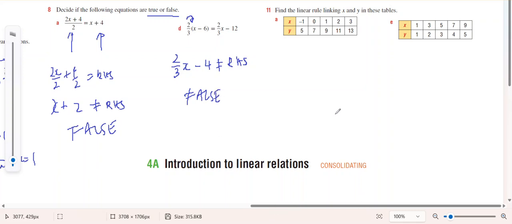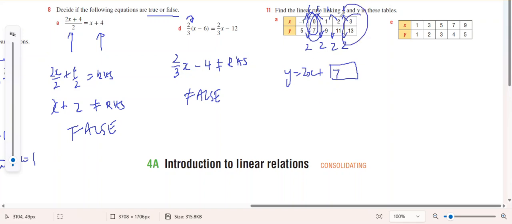And in question 11, we're asking for the rule. I can see that my top goes up by 1, so whatever my bottom goes up by will be my multiplier or my gradient. 5 to 7 is 2, 7 to 9 is 2, 9 to 11 is 2, and 11 to 13 is 2. Therefore, y is going to equal 2x plus something, and I can check that with this point here. 2 times nothing plus 7, so it's going to be 2x plus 7.